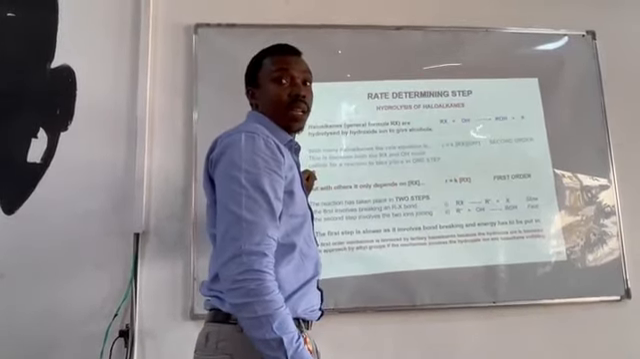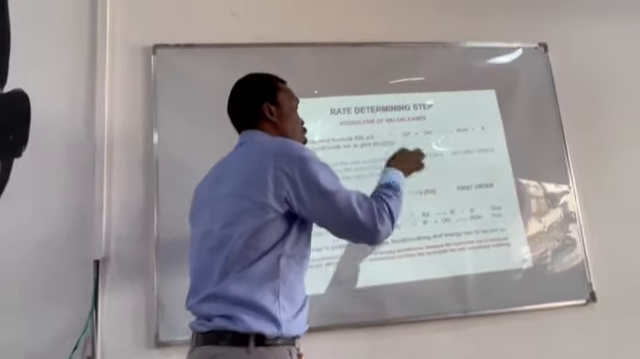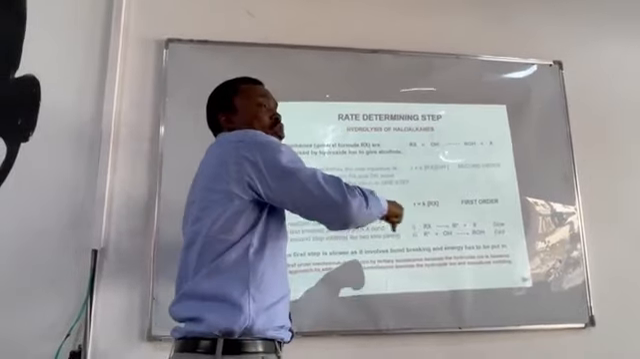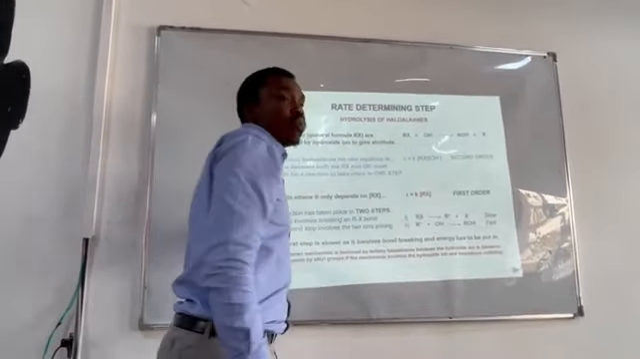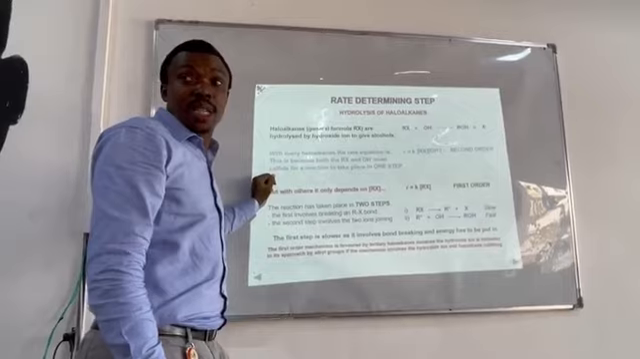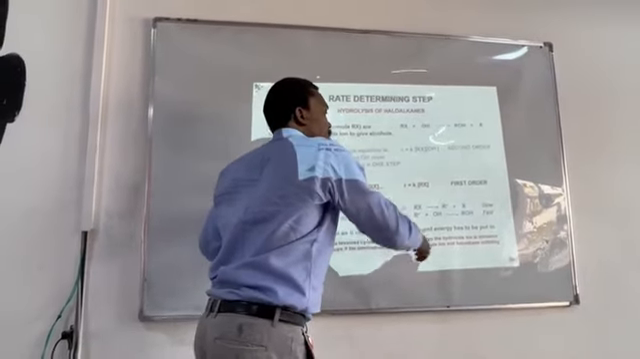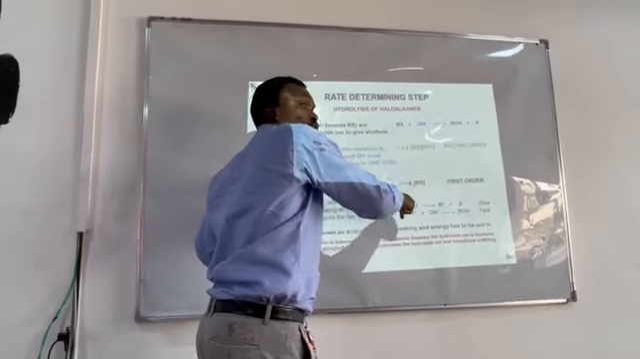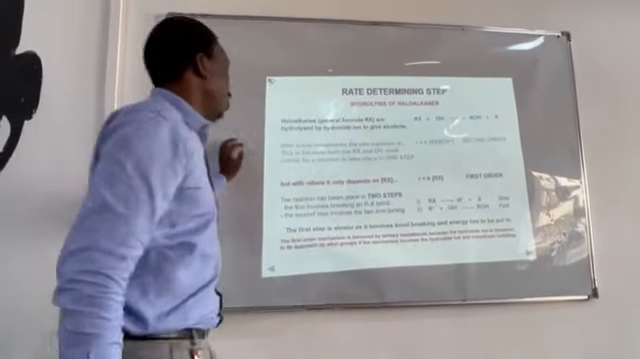Are you getting it now? I said that if you look at the slowest step, it is the concentration of the reactant of the slowest step that appears on the rate equation. Does that make sense now? The concentration of what? The concentration of the reactant of the slowest step that appears on the rate equation.